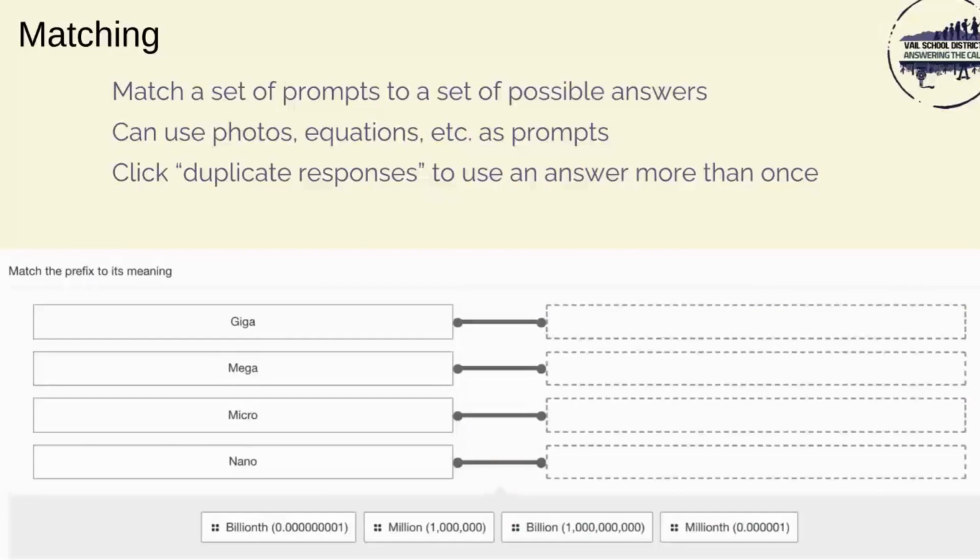The next type is matching, where you match a set of prompts to a set of possible answers. And one of the neat things that Schoology allows you to do is to use photos or equations as prompts. So in any of those blank boxes where you set up your items in your question, you can insert a photo or an equation or anything like that. And then you can also click on duplicate responses to use an answer more than once. So once you have that answer choice available, it can be used for multiple prompts.